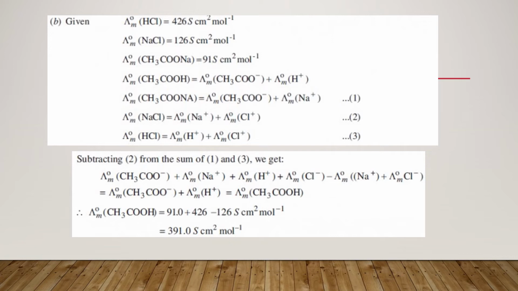So according to Kohlrausch's law, the molar conductance at infinite dilution of acetic acid is equal to lambda 0 m of CH3COO minus plus lambda 0 m of H plus. Sodium acetate is equal to lambda 0 of the acetate ion plus lambda 0 of Na plus. The lambda m0 of NaCl is equal to lambda 0 of Na plus plus lambda 0 of Cl minus. And lambda 0 of HCl is equal to lambda 0 of H plus plus lambda 0 of Cl minus. ഇത് നമ്മളുടെ Kohlrausch's law പ്രകാരമുള്ളതാണ്, ഈ 3 എണ്ണം എഴുതി വെച്ചിരിക്കുന്നത്.